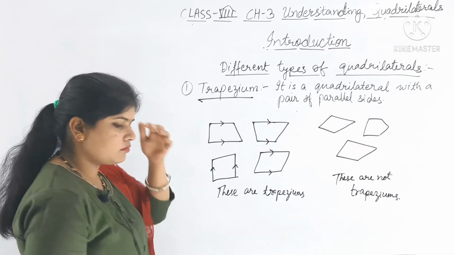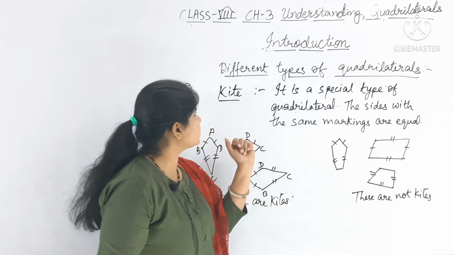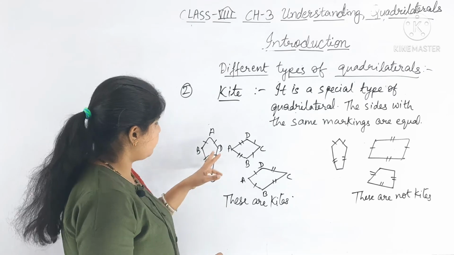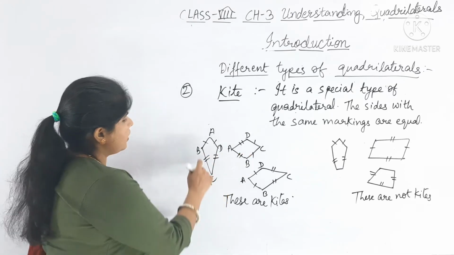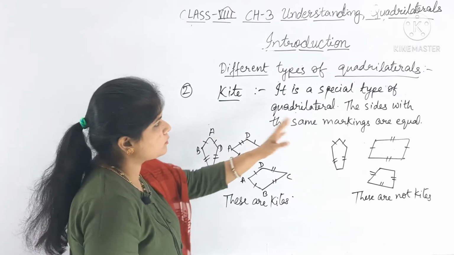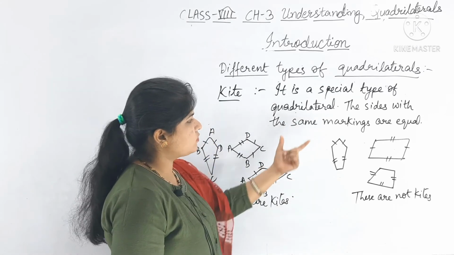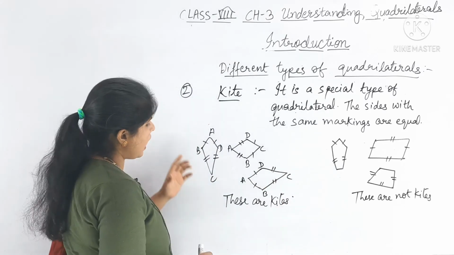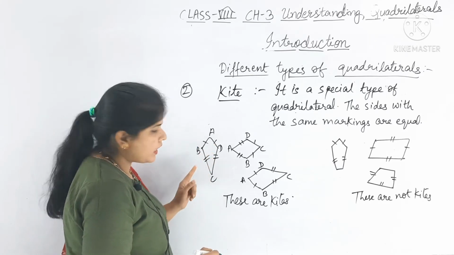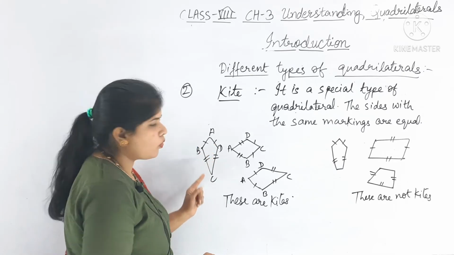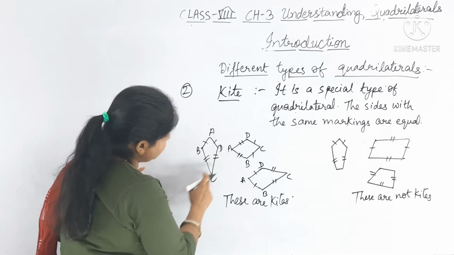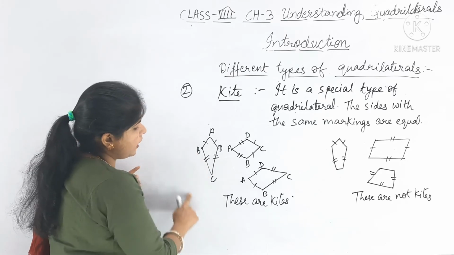Okay students, the next is the kite. You all know what a kite is. Its shape is like this. There are four sides here too, meaning it is a quadrilateral, a special type of quadrilateral. The sides with the same markings are equal. Here I have marked some with the same marking, like one mark here and a double mark here. So here AB and AD are equal sides, and BC and CD are equal sides. So this shape is like a kite.